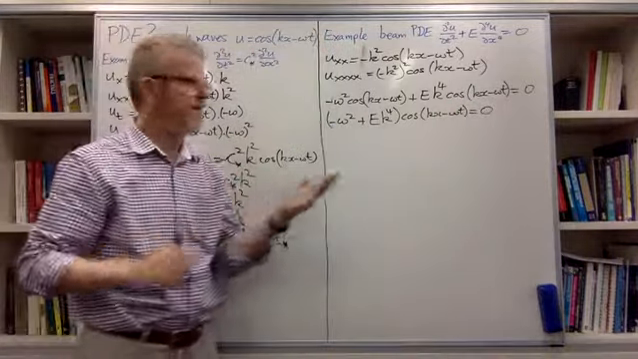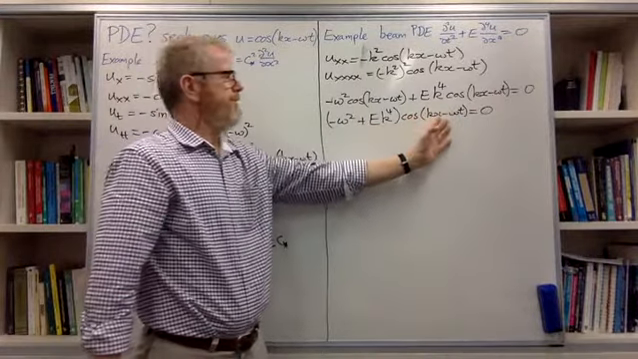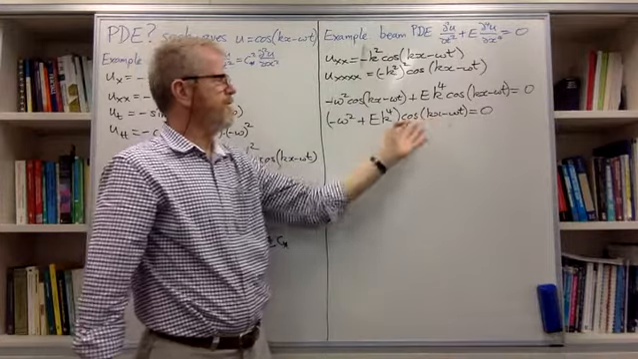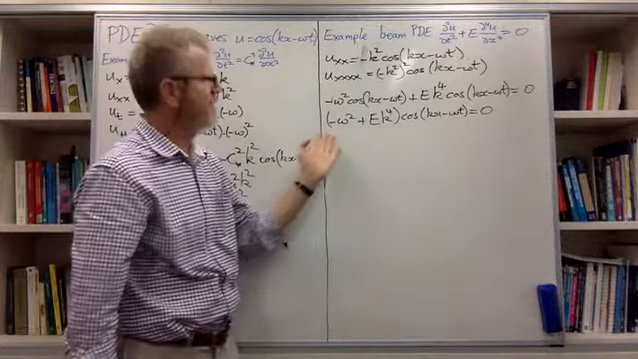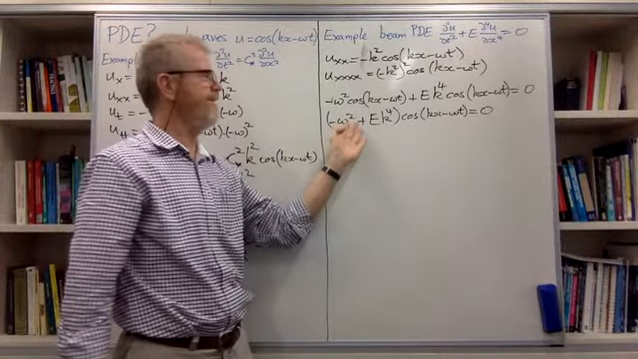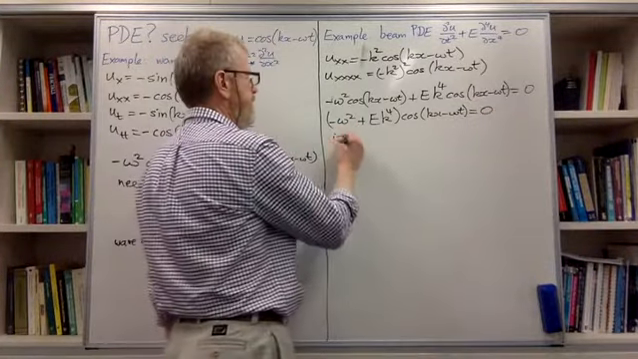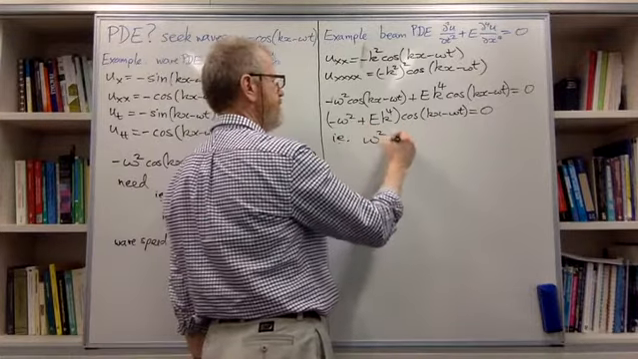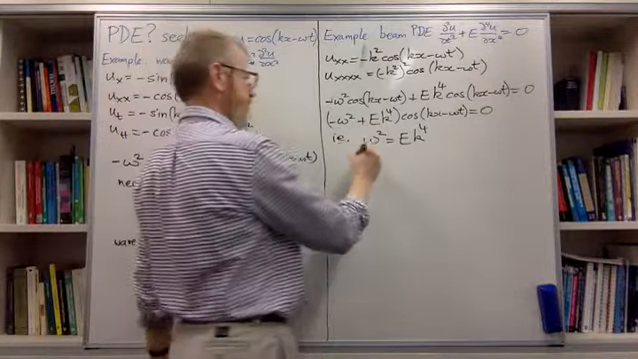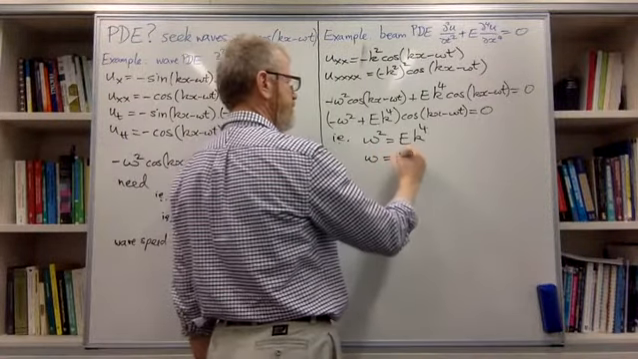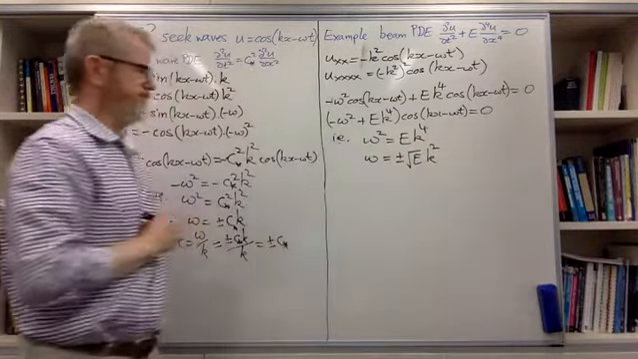So again, to satisfy the PDE, we must satisfy this for all x and t. Because this cosine is in general non-zero, the only way we can satisfy this for all x and t is if the coefficient is zero. In essence, we're equating the coefficient of the cosine here to the coefficient of the cosine over there, which is zero. So that is, we need omega squared to be e k to the fourth. Taking the square roots, omega is plus or minus the square root of e, k squared.